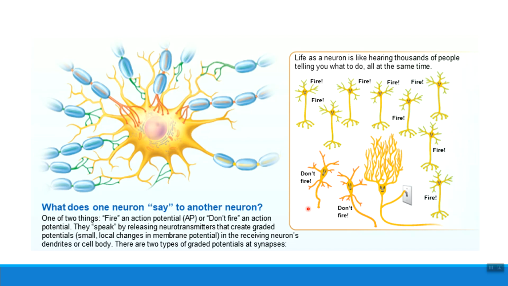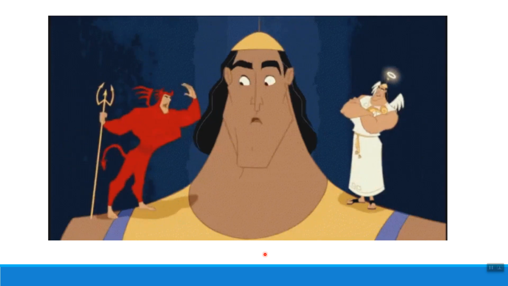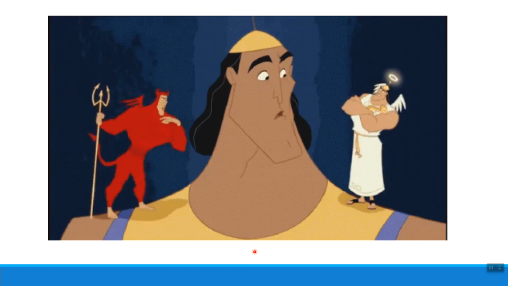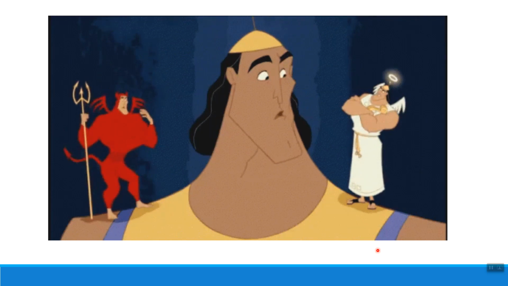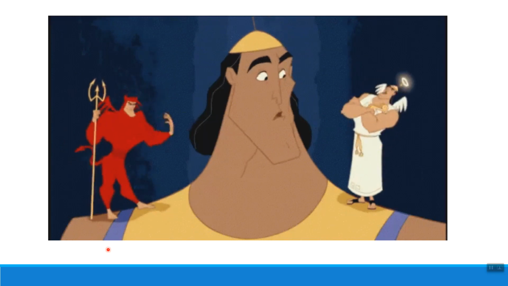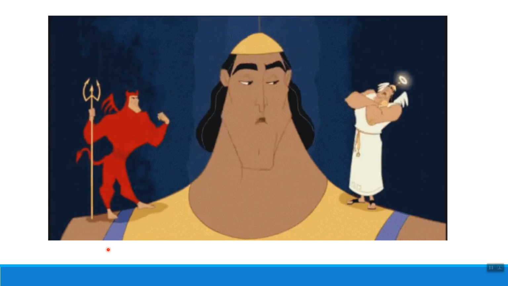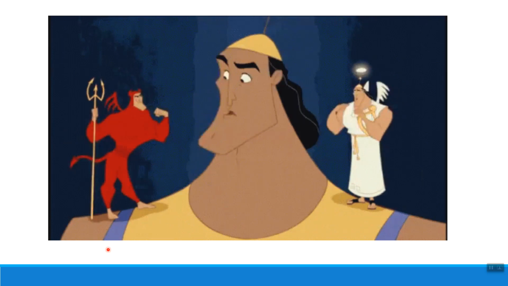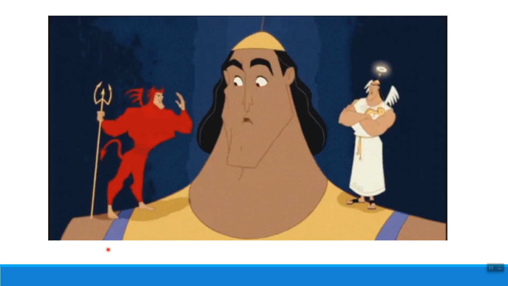And I kind of like to consider your neurons a lot like Kronk from The Emperor's New Groove. Old school movie, but perfect to illustrate our point. Kronk is trying to decide what he should do. On one shoulder, he has an angel telling him the right things or the positive things to do. On the other shoulder, he has a demon telling him the negative things or the mean things he could do. In summation, our neurons, just like Kronk, have to decide whether or not they're going to act on these different messages. That's how the process of summation works.